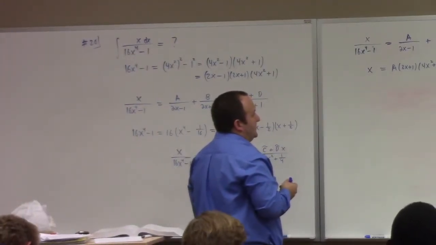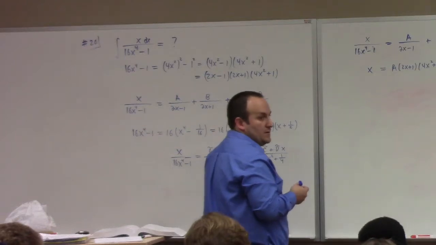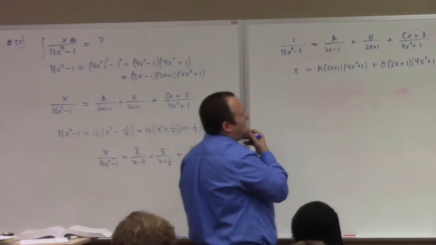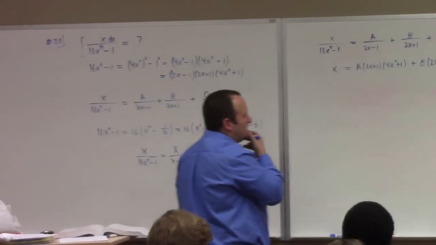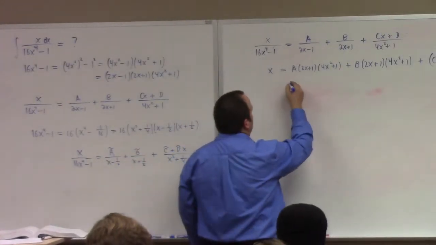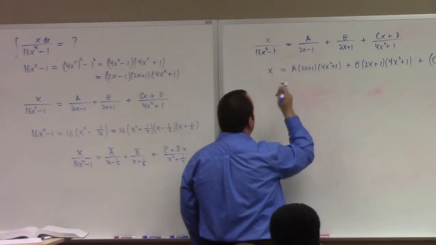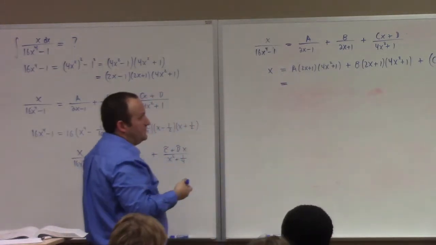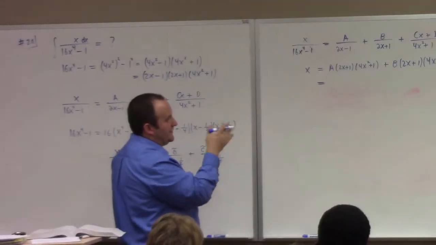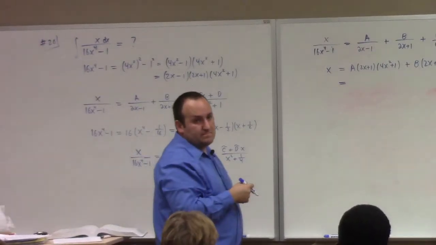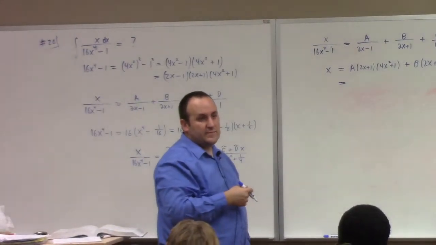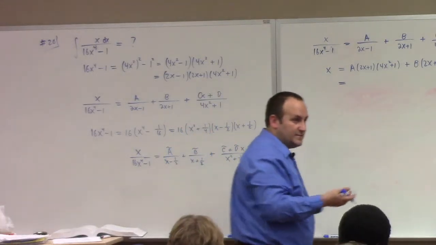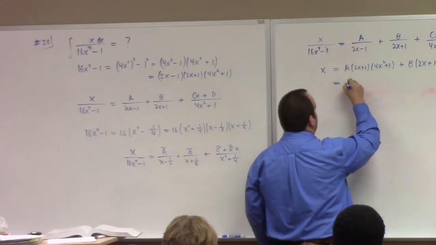So we need to find A, B, C, and D, right? I think this one I want to try something a little bit different on, guys. So what I'm going to do here is collect like terms. What's the highest order thing in these products? How about the lowest order thing? Constants, right? So what are the constant terms? Like 1 times what?